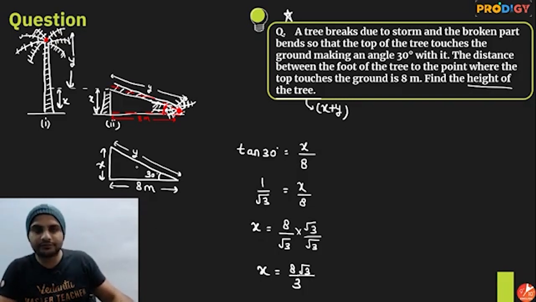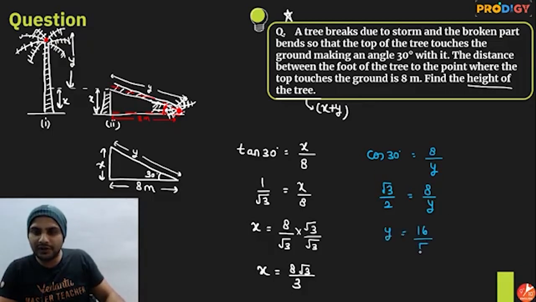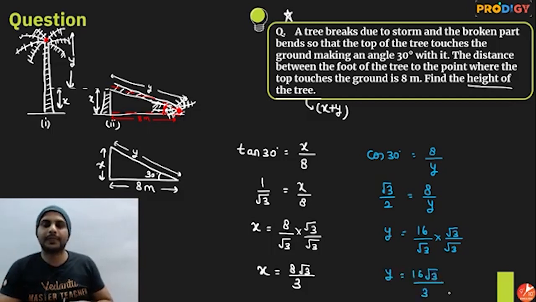Similarly, y. To get y, the base is given and we want the hypotenuse, so definitely cos theta. I can say cos of 30 degrees will be equal to base upon hypotenuse. Cos 30 is root 3 by 2, equal to 8 upon y. Cross multiply, you will get y is equal to 16 by root 3. Again do the rationalization, you will get y is equal to 16 root 3 by 3. Correct? Right?